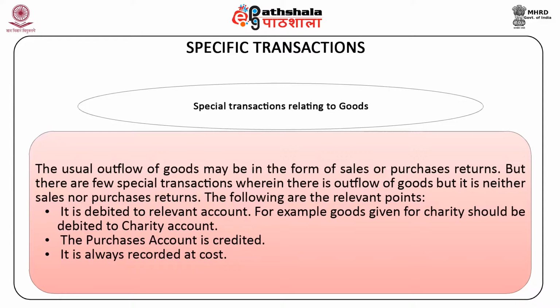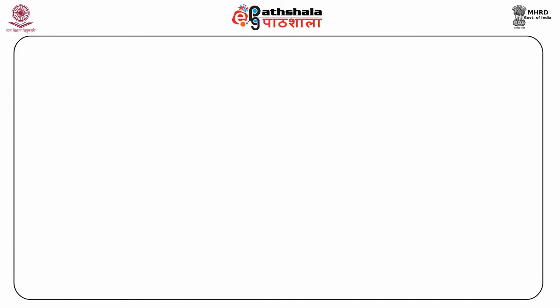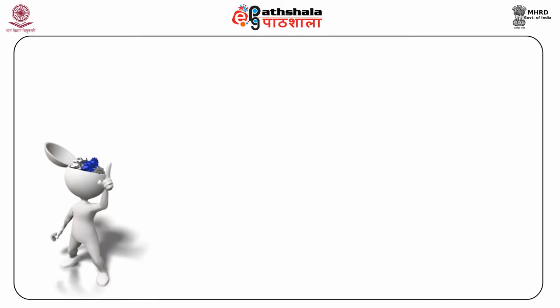It is debited to the relevant account. For example, goods given for charity should be debited to charity account. The purchase account is credited. It is always recorded at cost. Now, the following illustration explains these special transactions relating to goods.